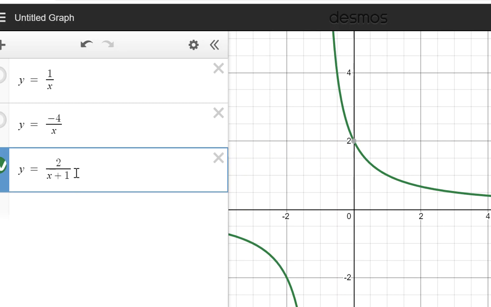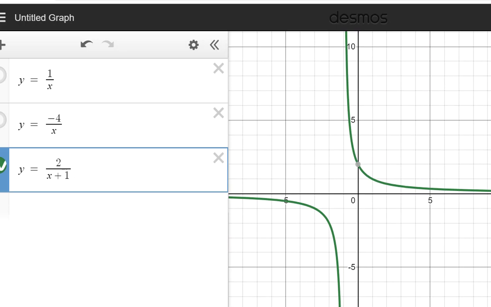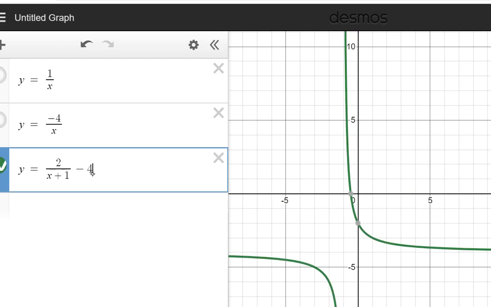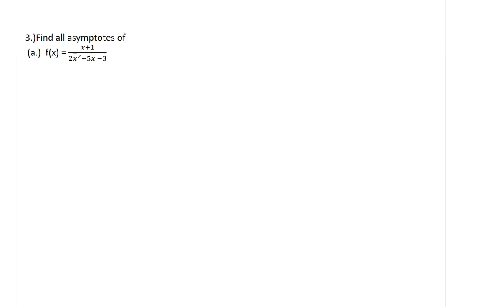Now, if I were to subtract 4 from the outside of this, I want you to maybe guess what would happen. It shifted down, so the horizontal. So again, we're seeing those transformations of graphs happen with those rational functions.